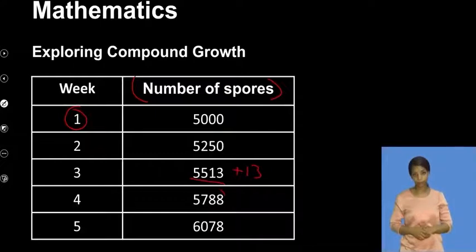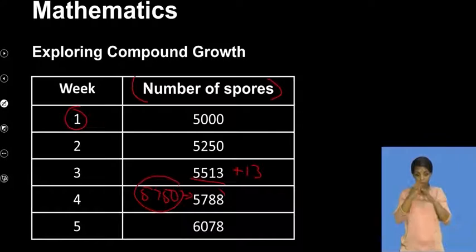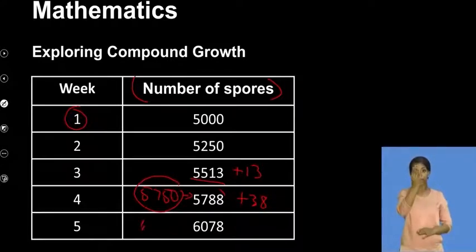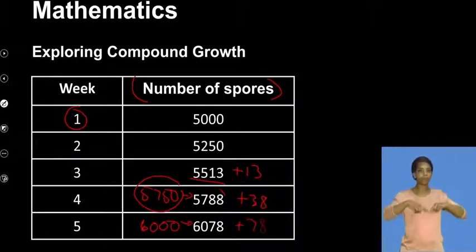Then you go to week four. If it was constant growth, it was supposed to be 5,750, but that's not what we are dealing with. Instead, this is more by 38. And with the last week, week five, the number of spores was supposed to be 6,000 if it was constant growth, but that's definitely not what we are dealing with. This is more by 78.